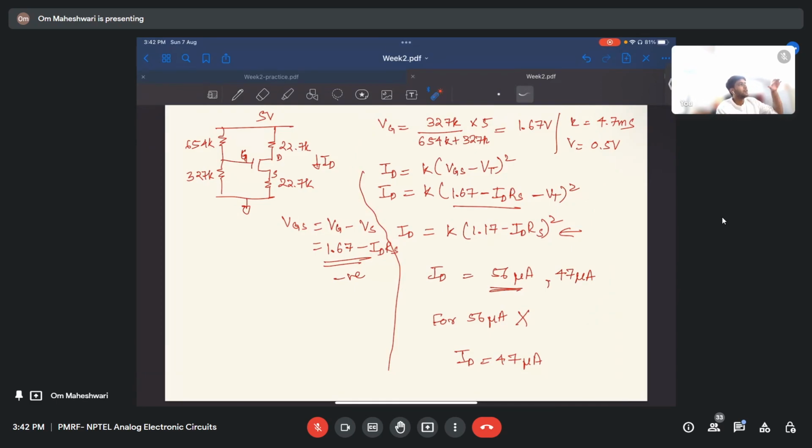If there is any doubt here, please ask. Is it 4.7 or 47 microamps, sir? I think it is 47. Have you solved it to be 4.7?